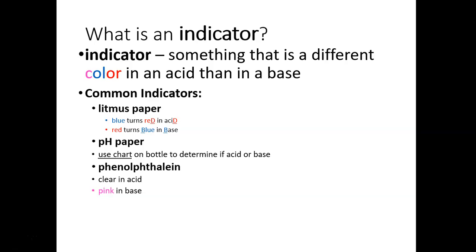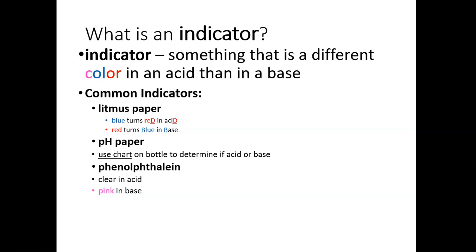Now, I've mentioned phenolphthalein already and litmus paper, and these are examples of indicators. So an indicator is something that's a different color in an acid than a base. So some common indicators, litmus paper turns red in acid and blue in base.